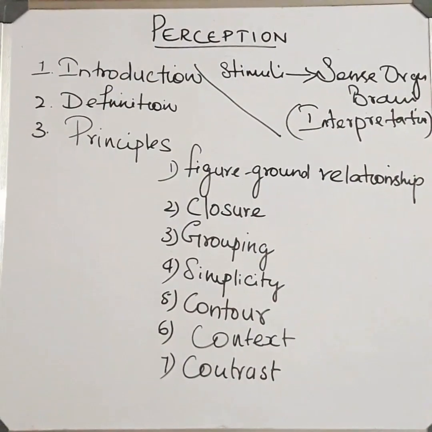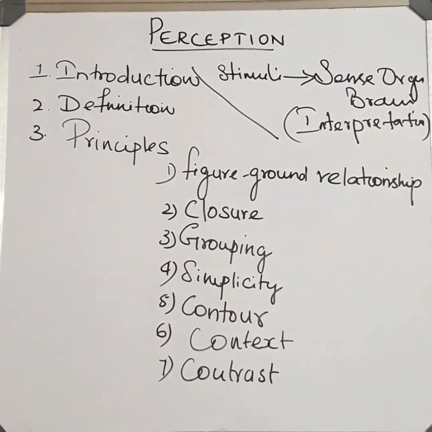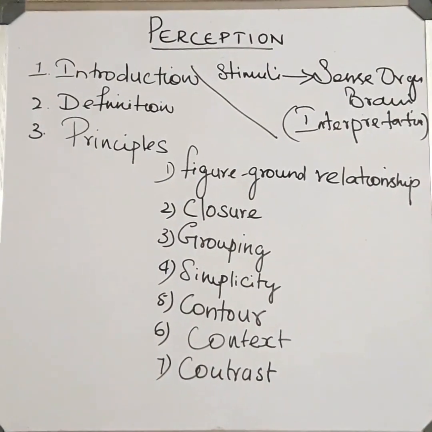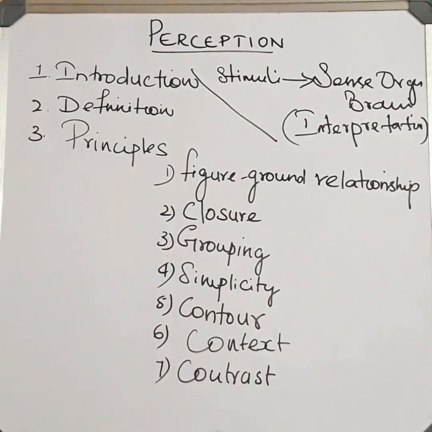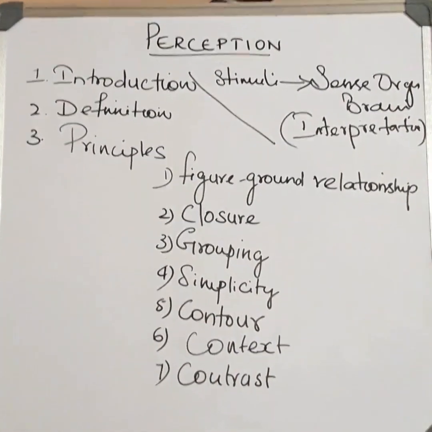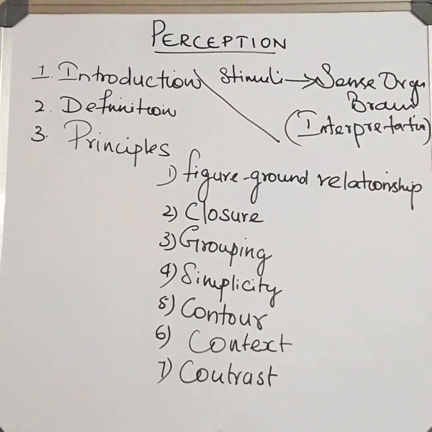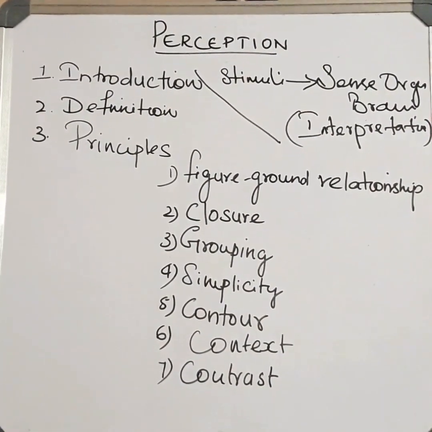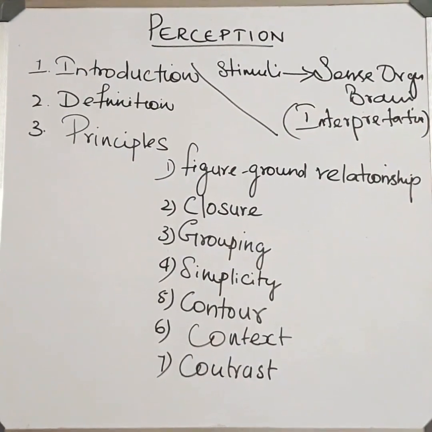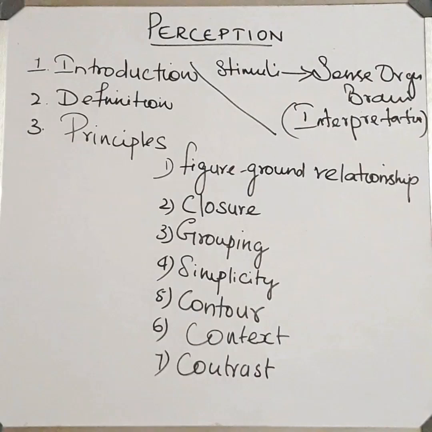Okay. So, now we are going to see the principles of perception. What are the principles there? First one is principles of figure-ground relationship, principle of closure, grouping, simplicity, contour, contrast. So we are going to see one by one. First one is principle of figure-ground relationship.